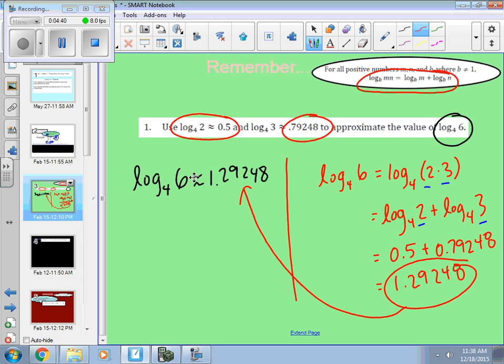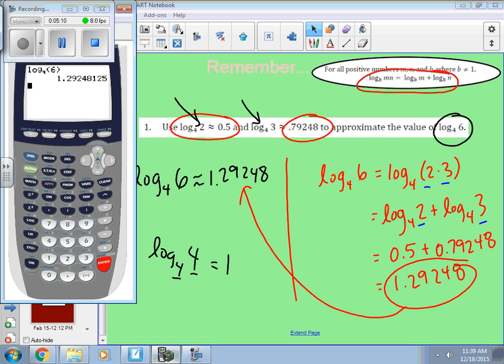One other thing to keep in mind when you are doing these log problems: on this problem, we could have had something like log base 4 of 4. Even if they don't tell you what log base 4 of 4 is, you should know that anytime the base number matches what you're taking the log of, that's always equal to 1.